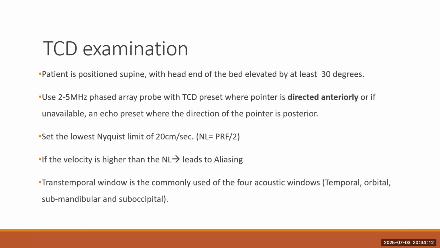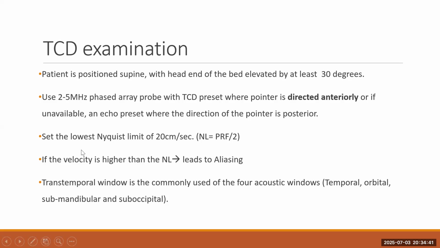TCD examination: the position of the patient is always supine, and the head end has to be elevated, as some guidelines recommend, by at least 30 degrees, and it has to remain the same on serial examinations. The phased array probe is used. If a TCD preset is selected, the pointer is directed anteriorly, and if it's unavailable, an echo preset can also be used with the pointer in the posterior direction.